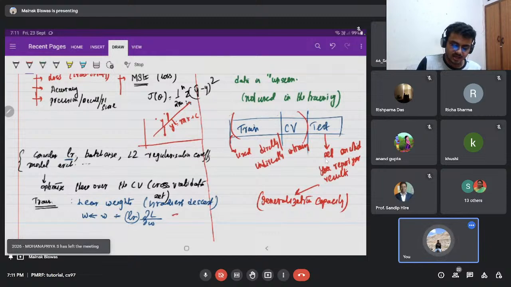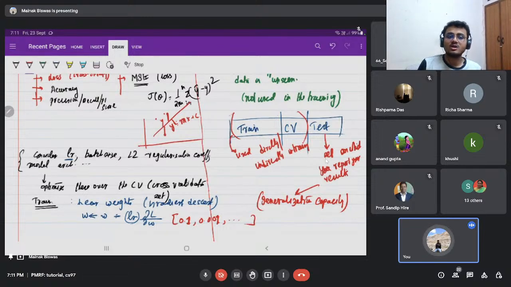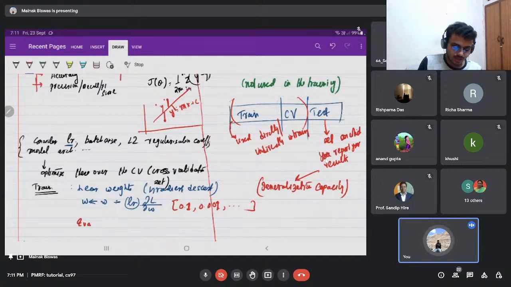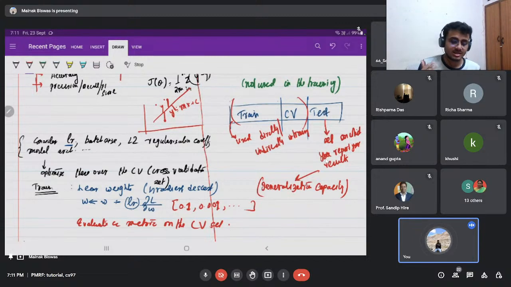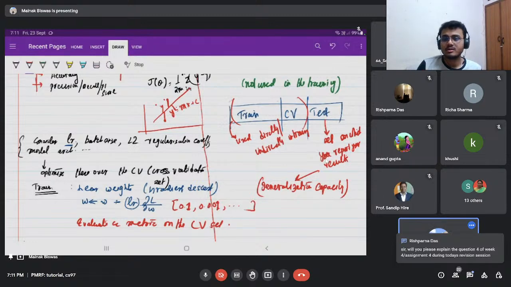So you may select 0.1, 0.001 and so on, evaluate your algorithm on all of these, and evaluate a metric on the CV set. Remember, never select hyperparameters using the test set, because in that case you're specializing your hyperparameters to work on the test set. Your test set should ideally be totally unused.